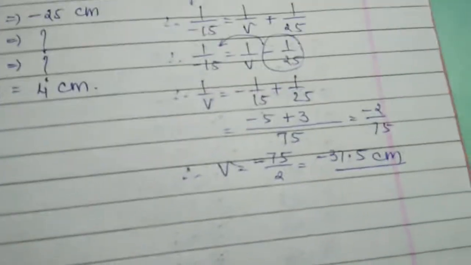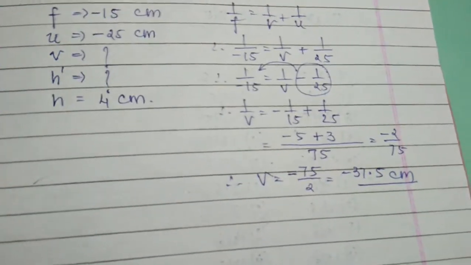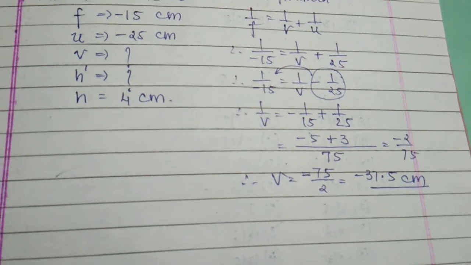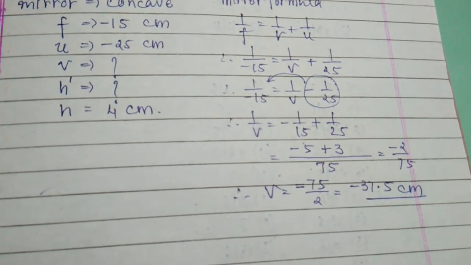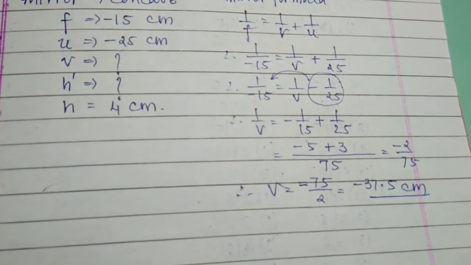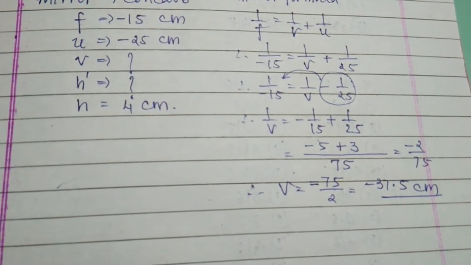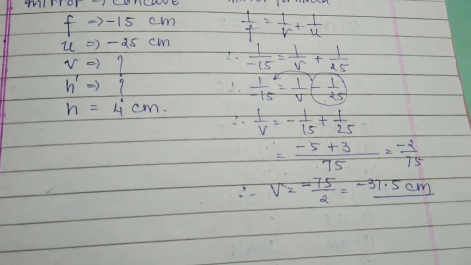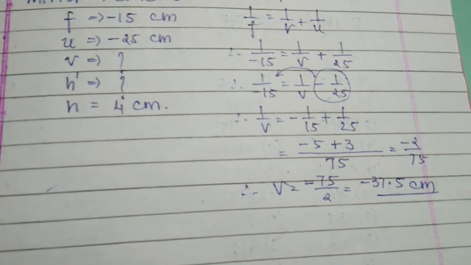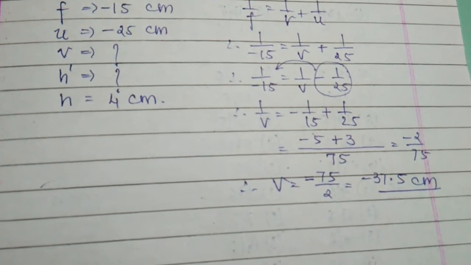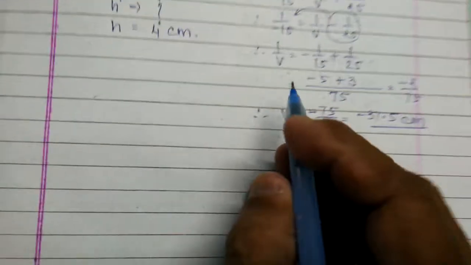Earlier we predicted that the image is formed beyond the center of curvature. So here the center of curvature is at 30 centimeter, and we obtained the image at 37.5. It means it is beyond the center of curvature, formed at more distance than the radius of curvature. And it is negative. Negative means the image is formed in front of the mirror, so it is real. So a real and inverted image.